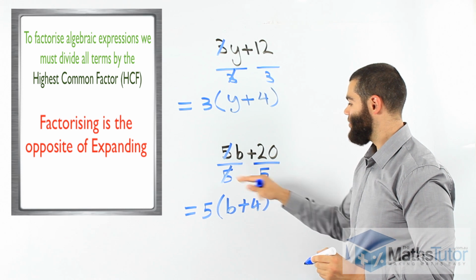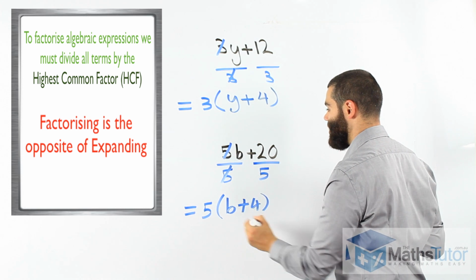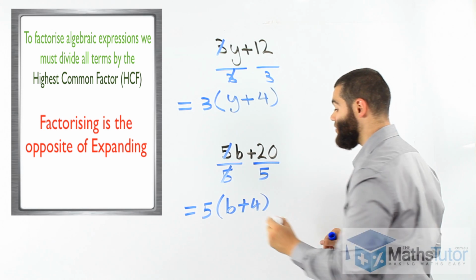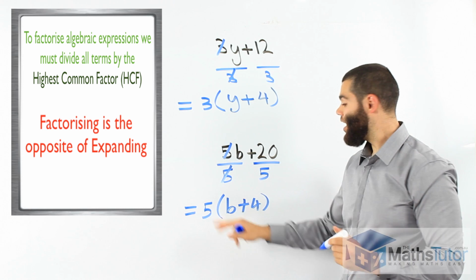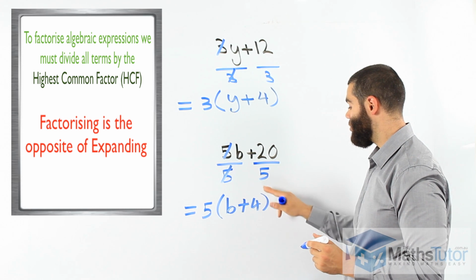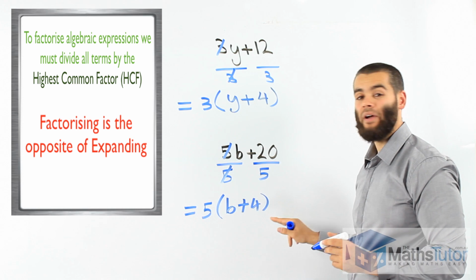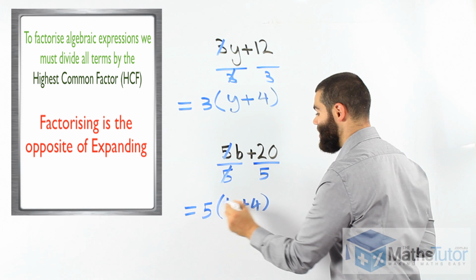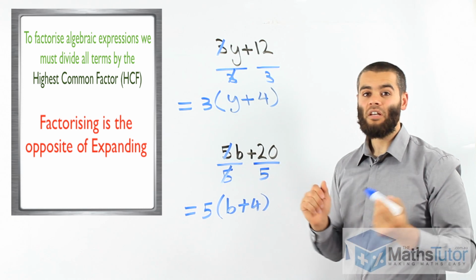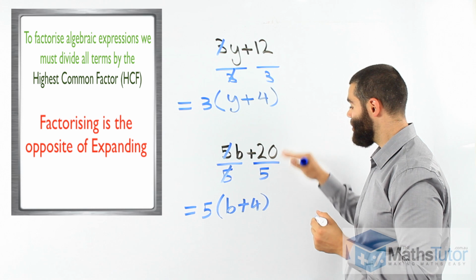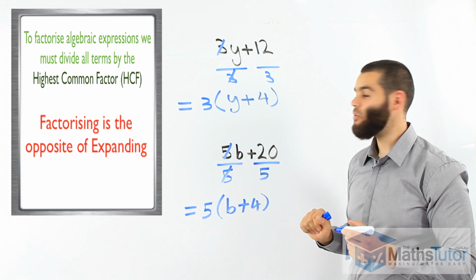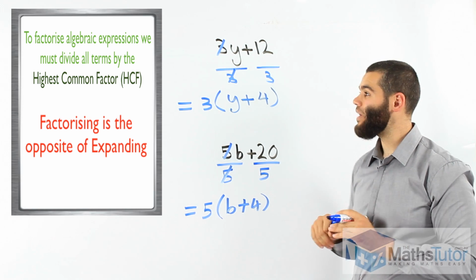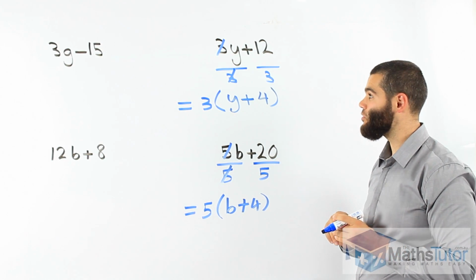So divided by 5, we have 1b or just b. 20 or positive 20 divided by 5, positive 4. We can see here 5, open bracket, b plus 4, close bracket. This is our answer. We want to check, is it correct? 5 times b, 5b. 5 times 4 is 20. Correct. We factorized correctly because we checked, and we can actually go back and see we got the same thing. So factorizing is the opposite of expanding. Let's do 2 more examples as well.